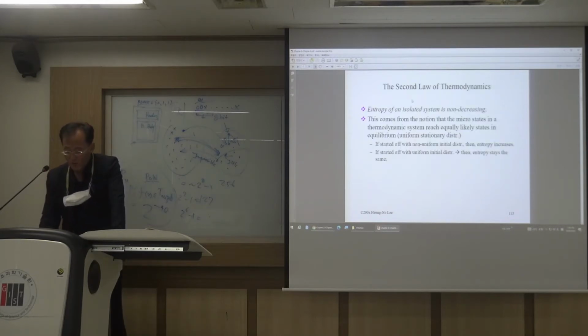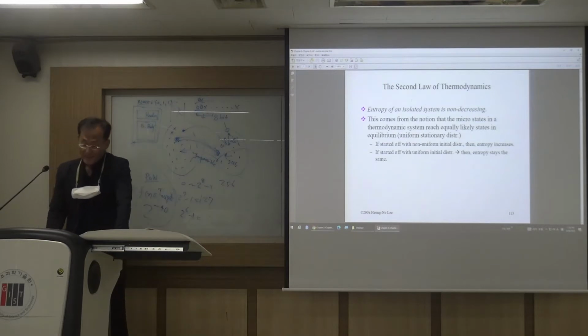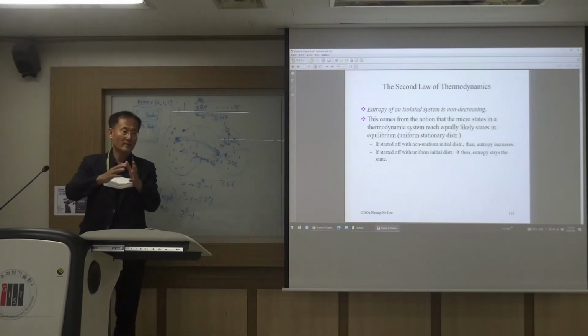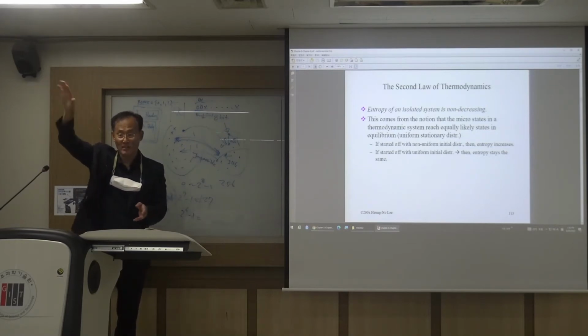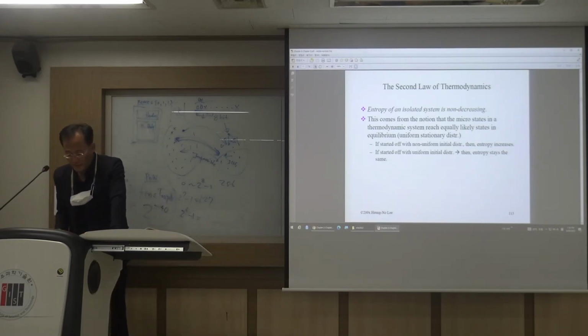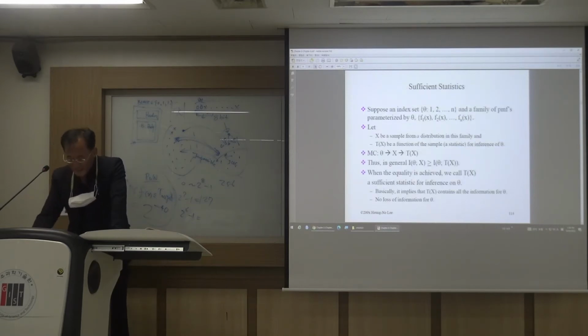And the second law of thermodynamics says the entropy of an isolated system is always non-decreasing, so basically increases over time, right? But that is the physical law of thermodynamics. But in our case in mathematics, for the Markov chain that you design, you can have it increase or decrease. Okay, it's up to you. You can design it. Okay. So that's that.